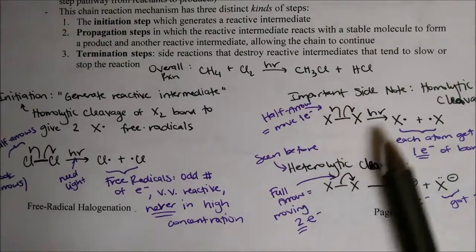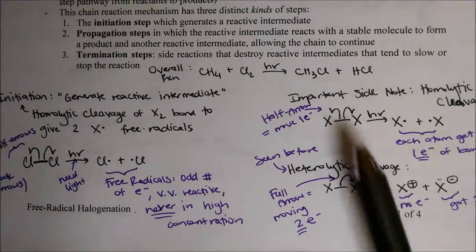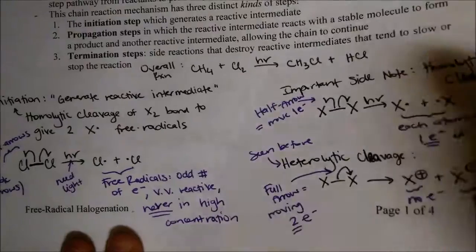Okay, we had that important side note of the difference between homolytic and heterolytic cleavage. Again, homolytic, we're moving 1 electron, and heterolytic, we're moving 2 electrons. So we use half arrows for this handout. We're using all half arrows. So that was initiation. And remember, we made chlorine dot.